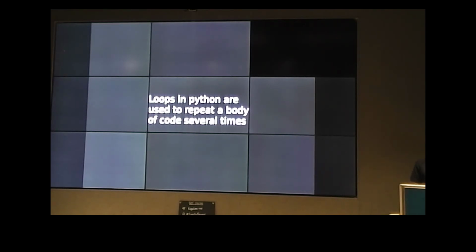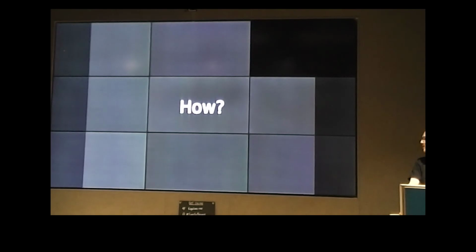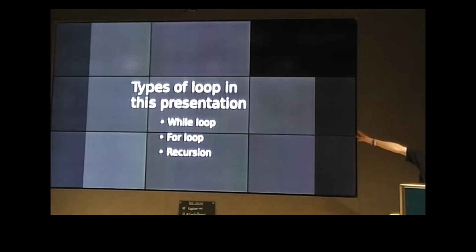Now, Dan mentioned custom nodes. Again, that's something that can be related to this because you can loop through custom nodes to keep all your code as concise as possible and make sure that you haven't got a load of lists and additional things that you don't actually need. The types of loops in this presentation that I'm going to be discussing are while loops, for loops, and recursion.